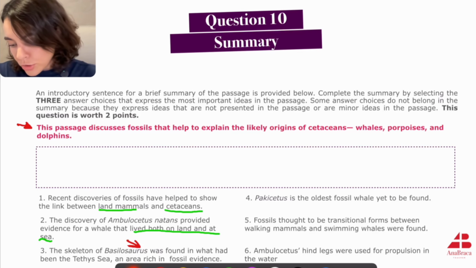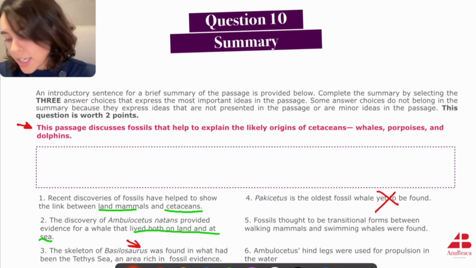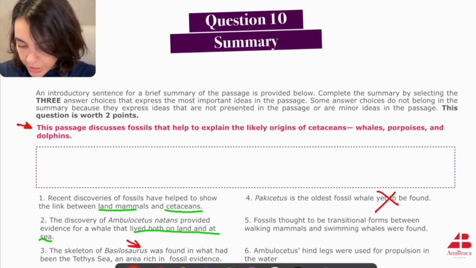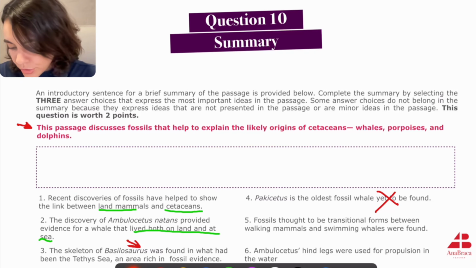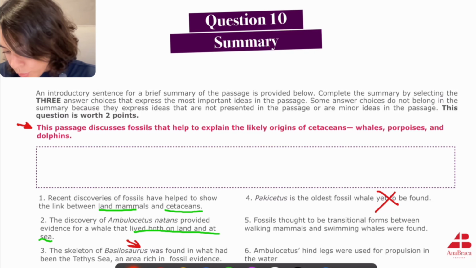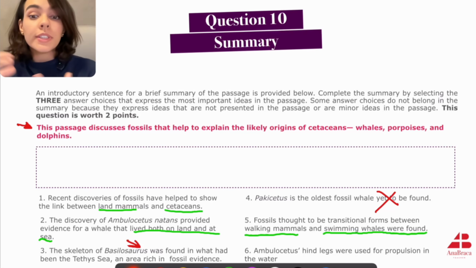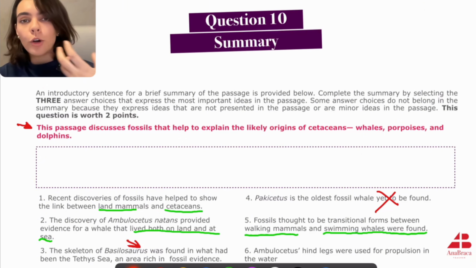Option 4. Pakicetus was the oldest fossil whale yet to be found. This is incorrect, guys. It's not yet to be found. It was already found according to the text. Option 5 here. Fossils thought to be a transitional form between walking mammals and swimming whales were found. So this is more general, and this is what the text is mainly about, right? About the fossils that helped the scientists understand those transitions.